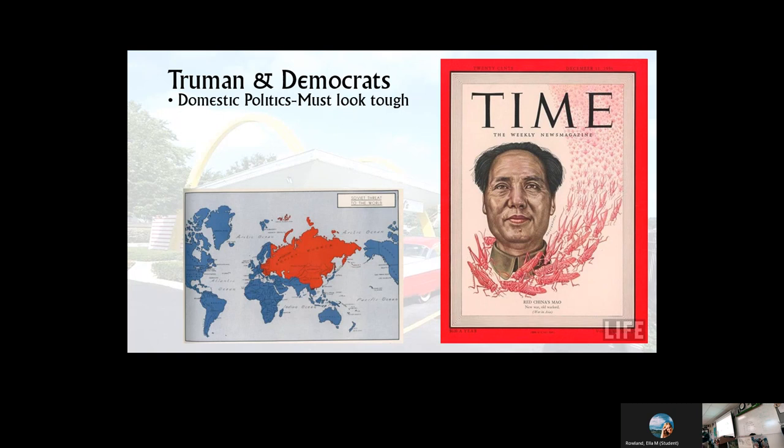Now, could Truman have saved China somehow from communist revolt? Absolutely not. It's patently ridiculous. But in the U.S., Republicans blamed Truman. And Truman and the Democrats fell right into it.